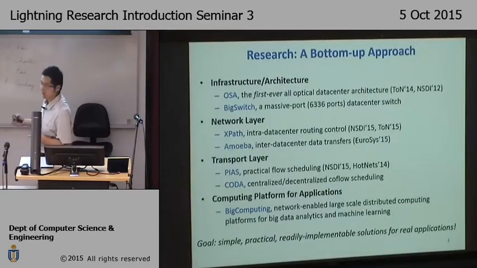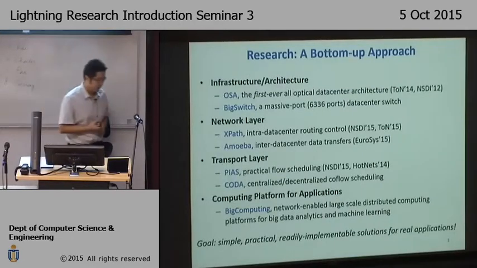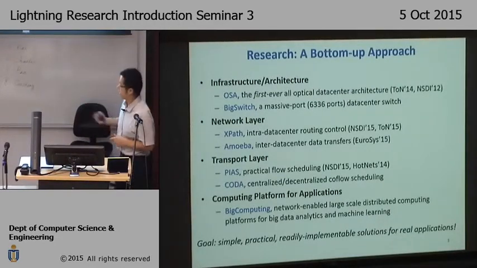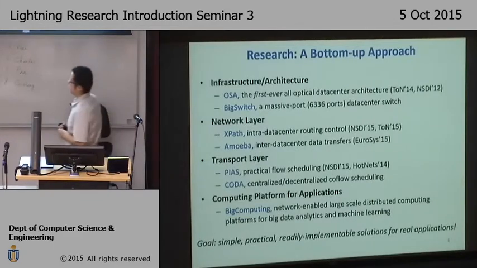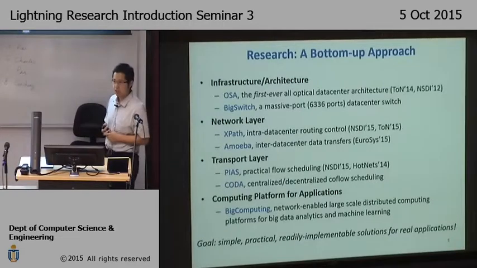Actually, I have backup slides to illustrate a very simple and practical piece of research we conduct. But unfortunately, I have no time to talk about it. If you are interested, I can talk to you offline.